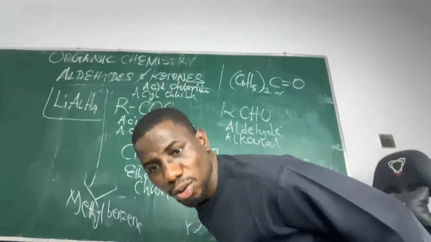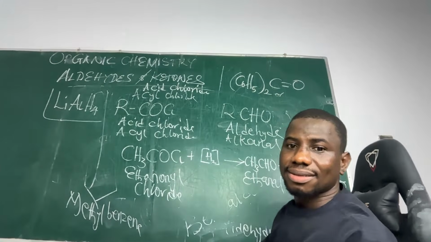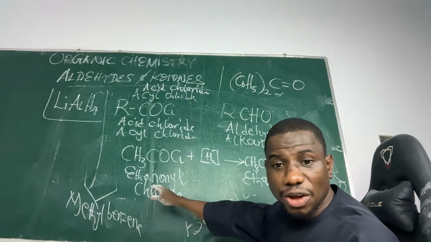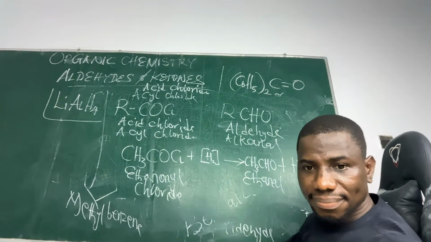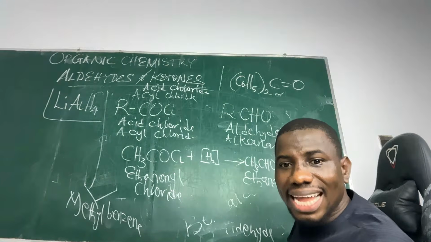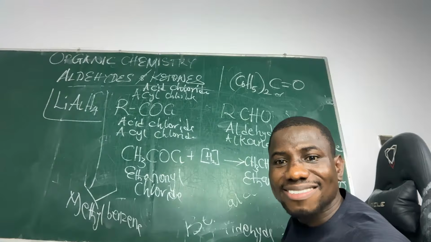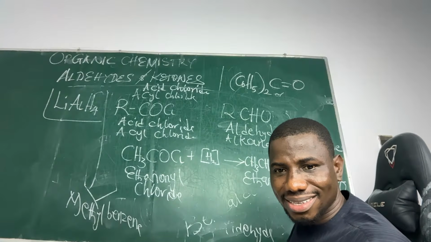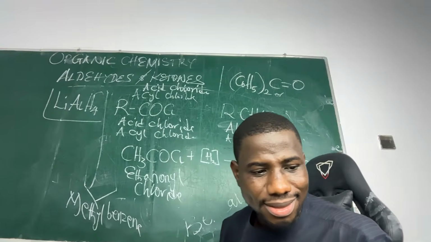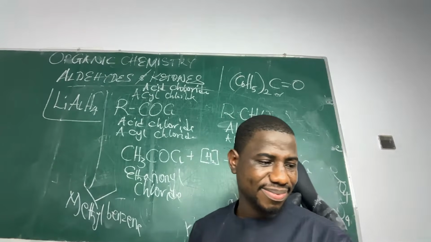I remember the time I told them, you want to convert ethanoyl chloride to ethanol. That ethanoyl chloride is an acid chloride. Are you with me? Okay.